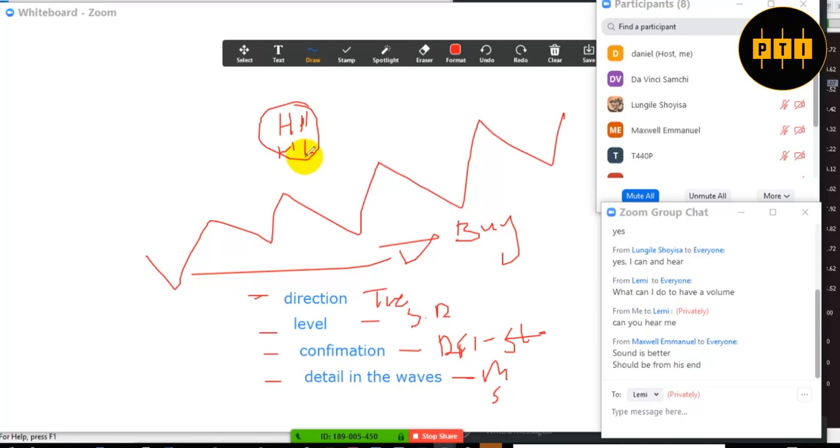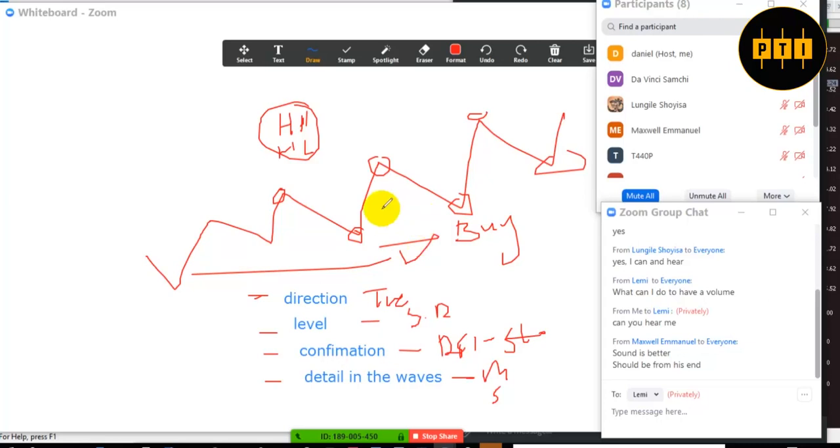So a healthy uptrend is a trend that is formed of higher highs and higher lows. Basically, this is a higher high, this is a higher low, this is a higher high, this is a higher low, this is a higher high, this is a higher low. So basically, this uptrend is healthy.